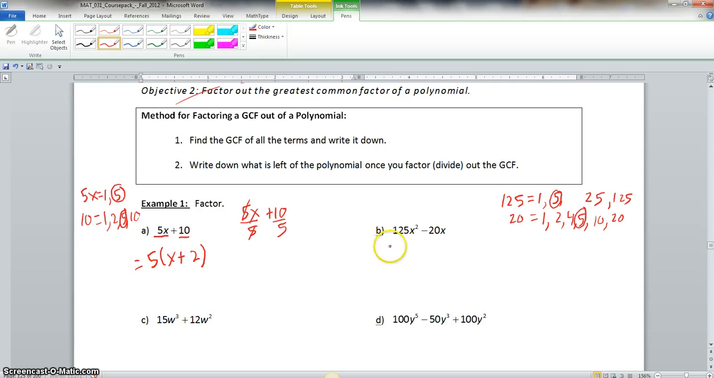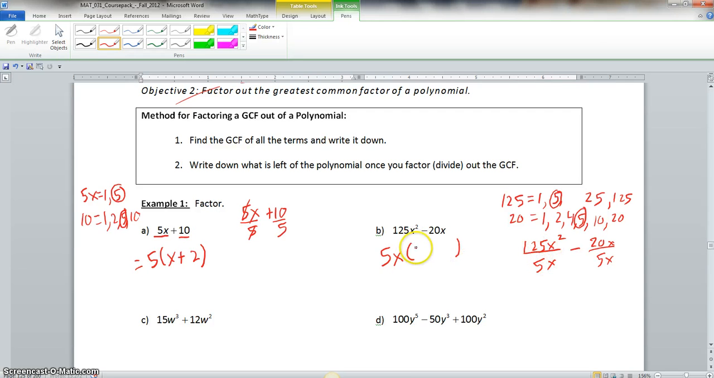Okay, so we know we will factor out a 5. Now, we look here at these variables. We had x squared and x. Both of them have an x, so we take the x with the lowest exponent, which would just be x. Now, in this parenthesis, we would take this 125x squared and divide it by 5x, minus 20x over 5x. Remember, we divide each term by what we factor out, our greatest common factor.